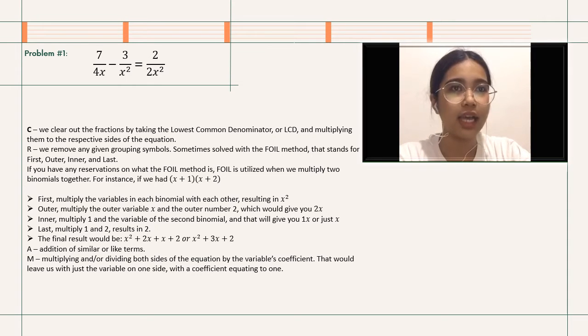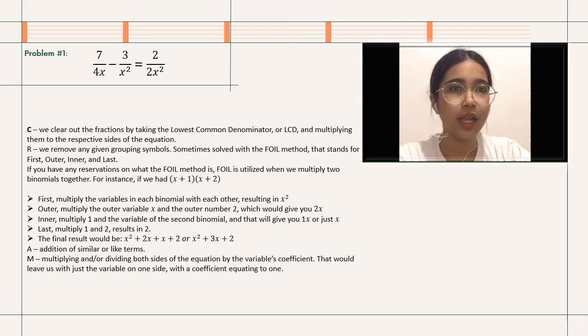A. Addition of similar or like terms. M. Multiplying and or dividing both sides of the equation by the variable's coefficient. That would leave us with just the variable on one side, the coefficient equating to 1.